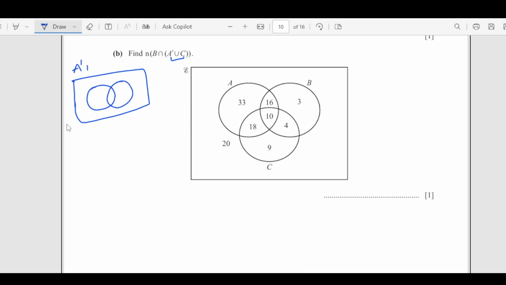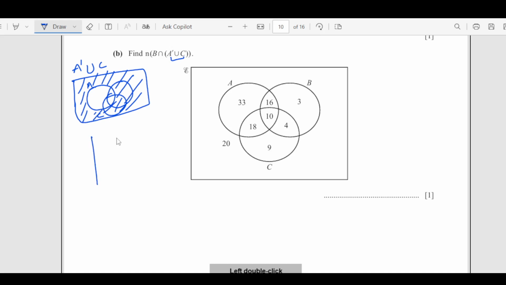A complement union C. C is here, right? So A complement is going to be like this part, leaving A aside, all this, right? And then A complement union C. So if you take C, it is going to be A complement, this whole part, union C, and we are combining C there. So C is here. So what is going to happen here?